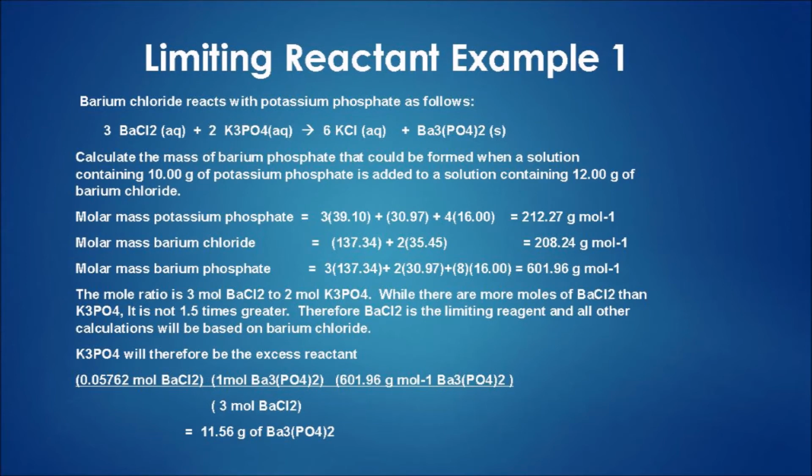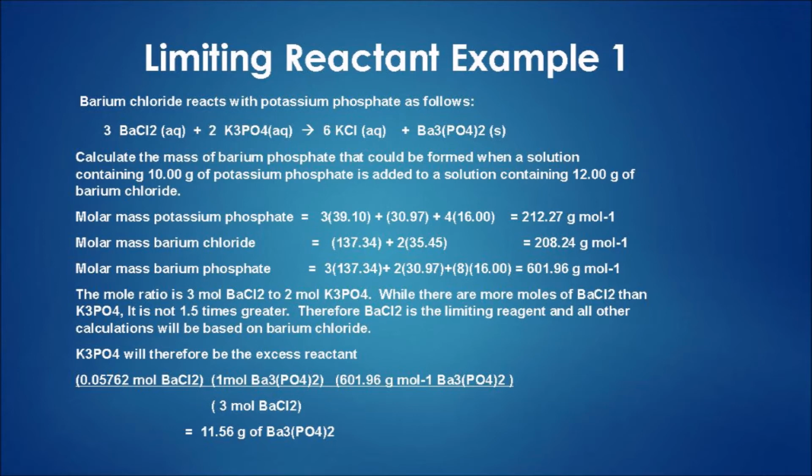Let's say we have barium chloride and it's going to react with potassium phosphate as follows. 3BaCl2 plus 2K3PO4 is going to become 6KCl plus Ba3(PO4)2. Calculate the mass of barium phosphate that could be formed when a solution containing 10 grams of potassium phosphate is added to a solution containing 12 grams of barium chloride.